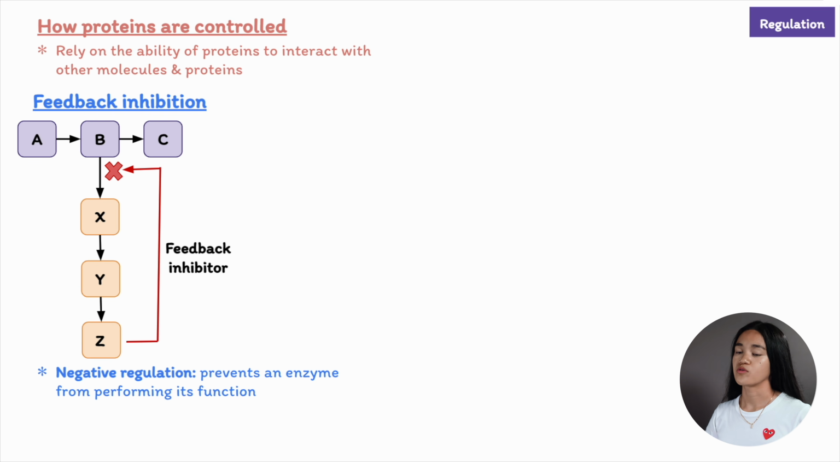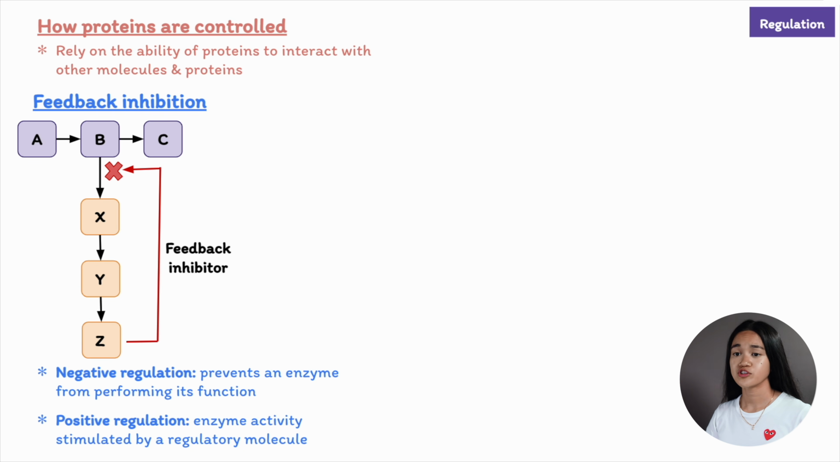And enzymes can also be subject to positive regulation, in which the enzyme's activity is stimulated by a regulatory molecule rather than being suppressed. Positive regulation occurs when a product in one metabolic pathway stimulates the activity of an enzyme in another pathway. But the question is, how do these molecules, regulatory molecules, change an enzyme's activity? And this is where allosteric enzymes and allosteric regulation comes in. Let's go through this.